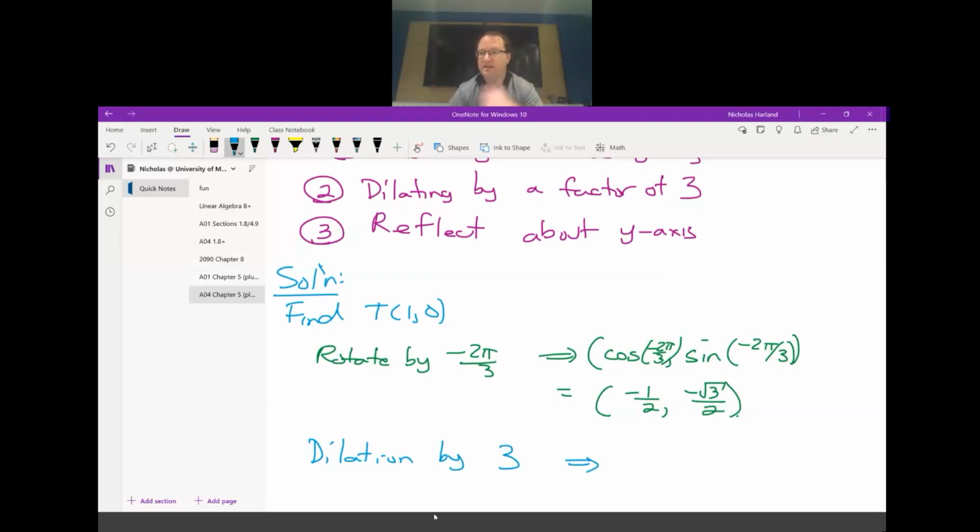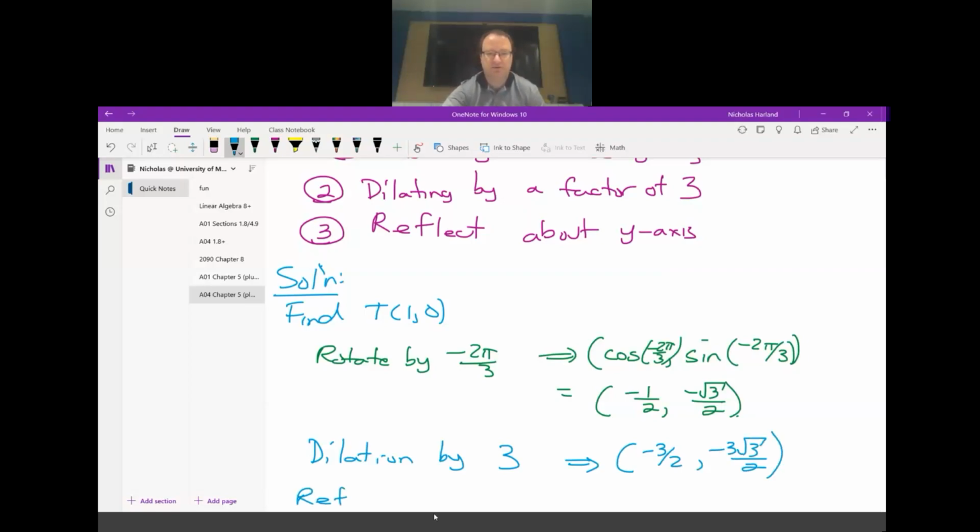All right, so what is a dilation by a factor of 3? What does that do to the vector? Just multiplies it by 3. So that's negative 3 over 2, negative 3 root 3 over 2.